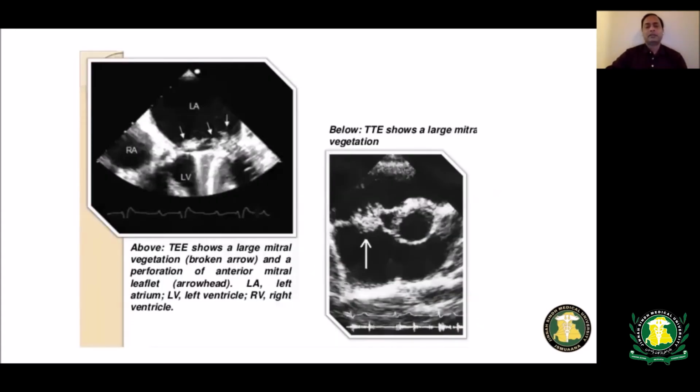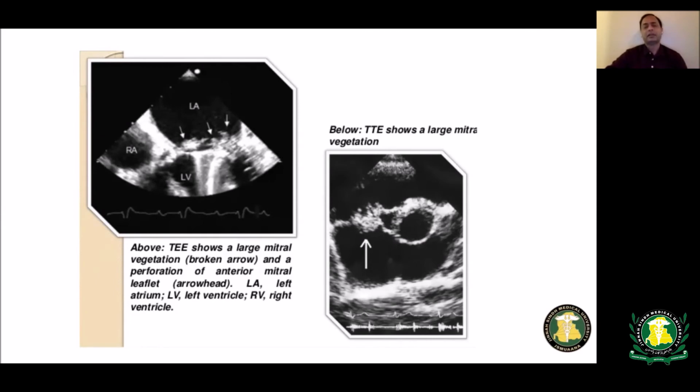This is the transesophageal echocardiogram. On the left side, there are multiple arrows showing multiple masses in the mitral valve. The top chamber is the left atrium, the bottom chamber is the left ventricle, and between the left atrium and left ventricle is the mitral valve, which has multiple masses. And these masses on the upstream of the valve represent infective vegetation.